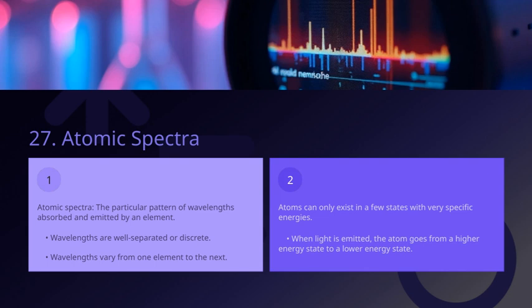This pattern of specific wavelengths absorbed and emitted by an element is called its atomic spectrum. Recognizing these spectra helps us identify elements and understand their behavior in different environments.